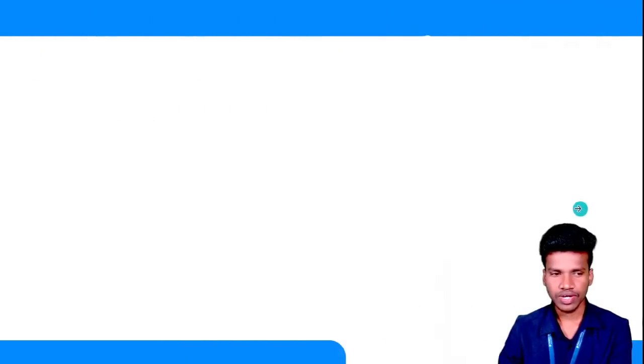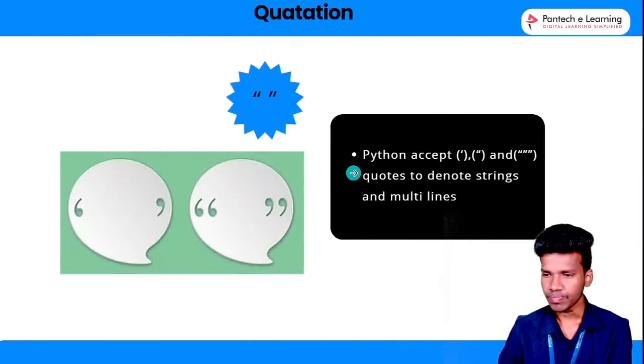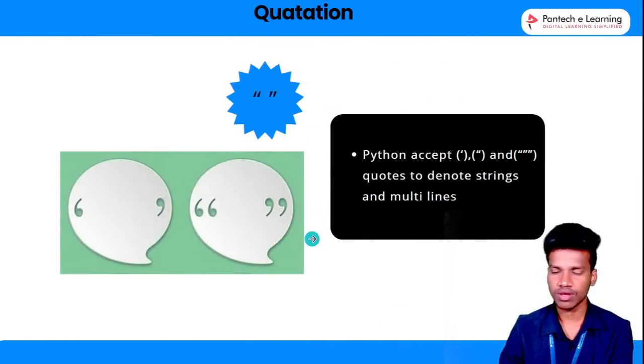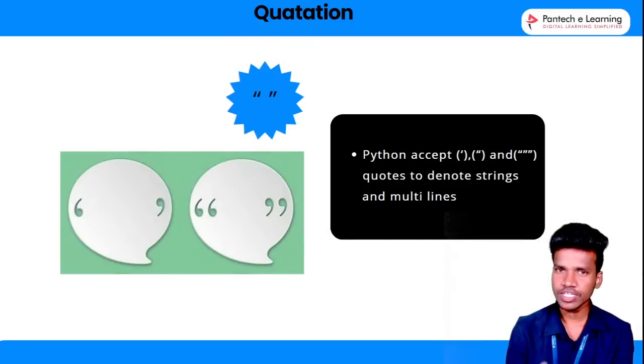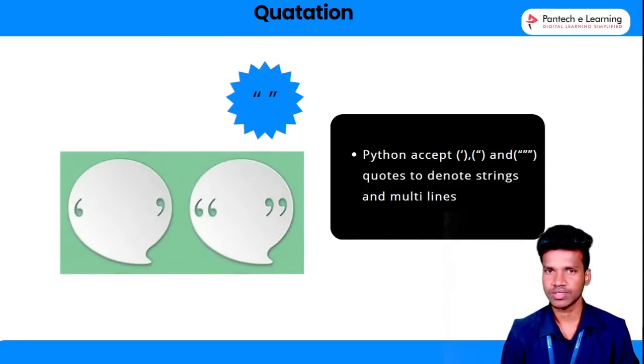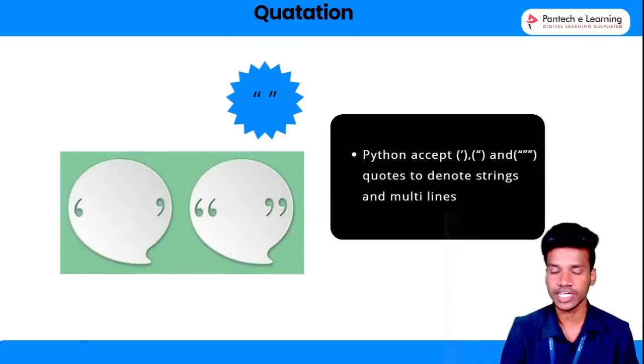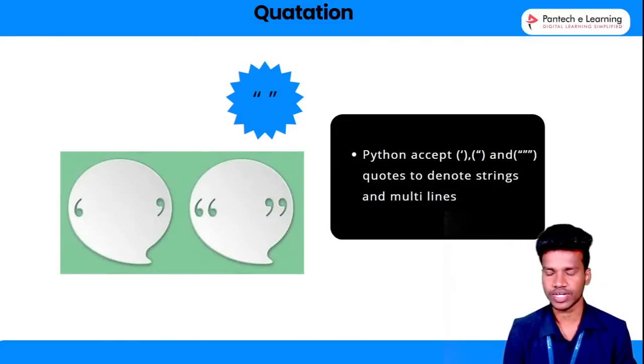Okay. So next one, quotation. What is quotation used for? Single quotation, double quotation, triple quotation. This quotation is used in two kinds of places. One is for multi-line comment, another is for string. So we all know what a string is. The words enclosed within quotation are called strings, right? Python accepts single quotation, double quotation, and also triple quotation.